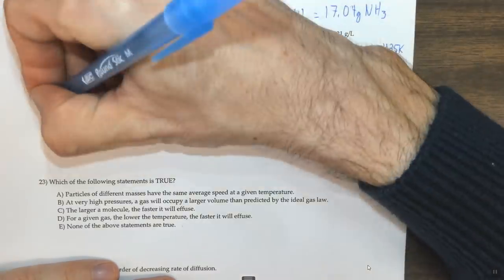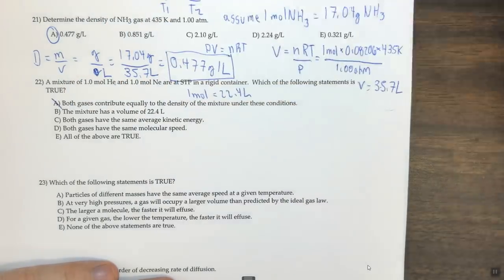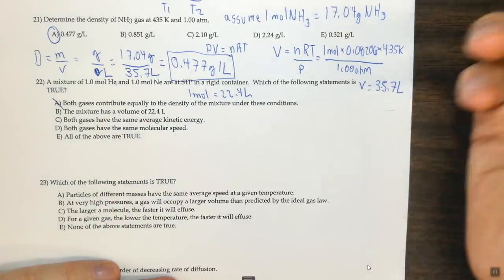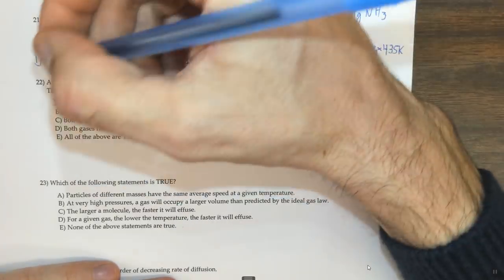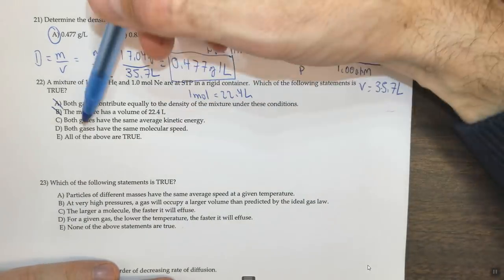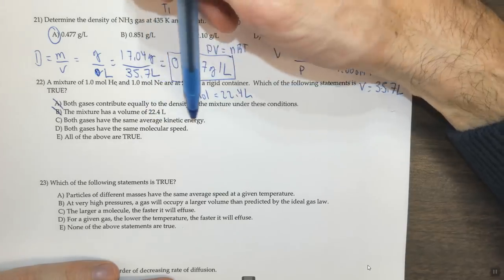That is not true. The mixture has a volume of 22.4 liters. No, we have 2 moles of gas. 1 mole of helium and 1 mole of neon. 2 total moles of gas. 1 mole is 22.4 liters. 2 moles, not 22.4 liters. Okay, it would be 44.8 liters, but that's not what it says. Both gases have the same average kinetic energy.